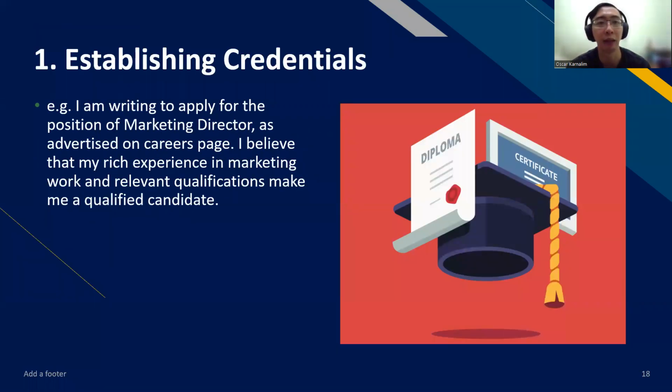The first one, at the beginning, we need to establish the credential. So we need to explain which job we are applying to. For example, here, "I'm writing to apply for the position of marketing director." And then you can also explain generally why you are suitable for that job. For example, "I believe that my rich experience in marketing work and related qualifications make me a qualified candidate."